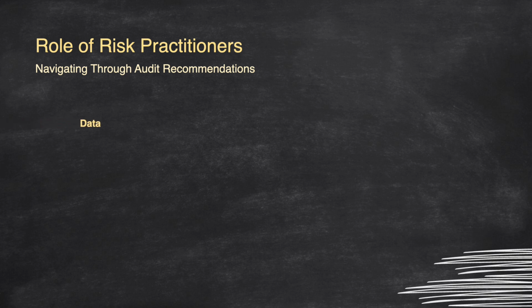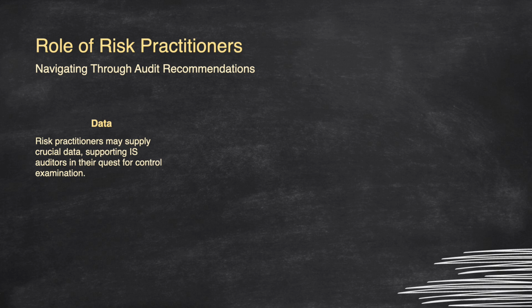In this, the first point is about the data. Friends, risk practitioners may supply crucial data supporting IS auditors in their quest for control examination. Risk practitioners serve as valuable allies to IS auditors by providing essential data and insight. It is like offering a detailed map to help someone navigate through uncharted territory. And with access to the relevant information about risks and control measures, IS auditors can conduct thorough examinations to ensure the effectiveness of the control environment.